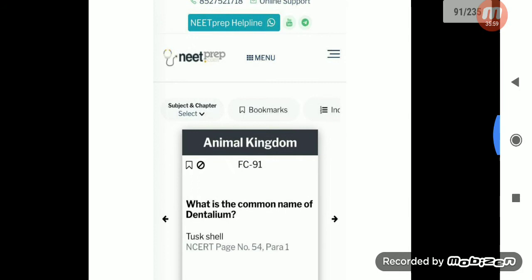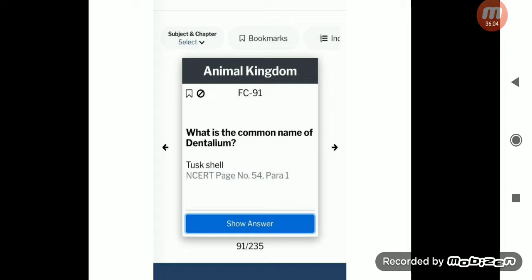What is the common name of Dentalium? Tusk shell.